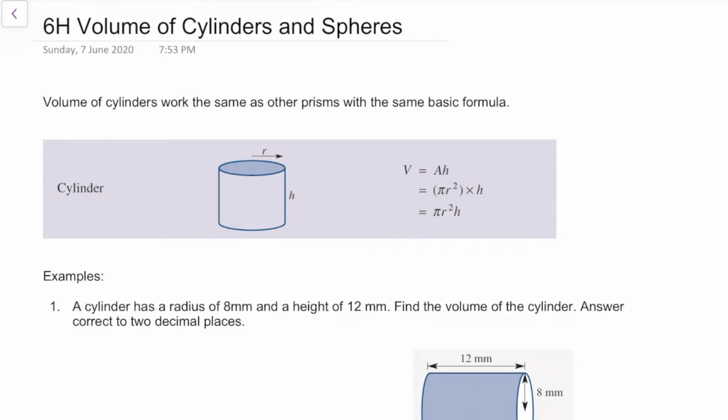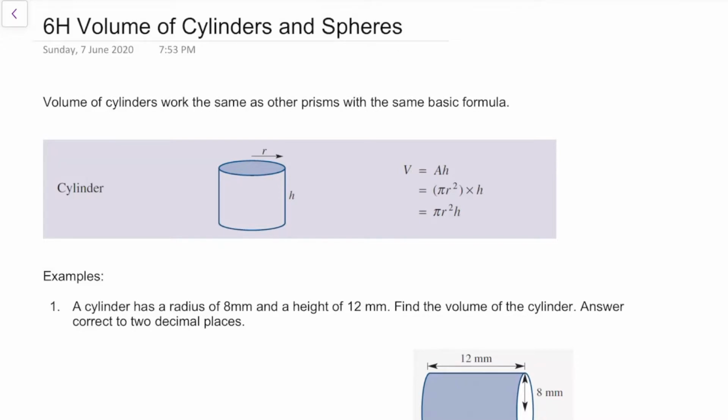So the volume of cylinders works just like other prisms, being those right prisms, the type of prisms that have a face that then follows through down the shape. That is exactly what we have here. So it's like a cross section. That's what we need for these types of problems.